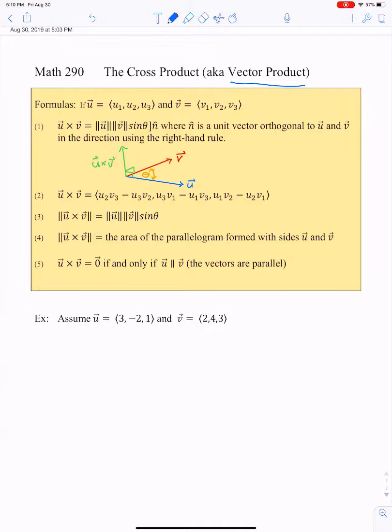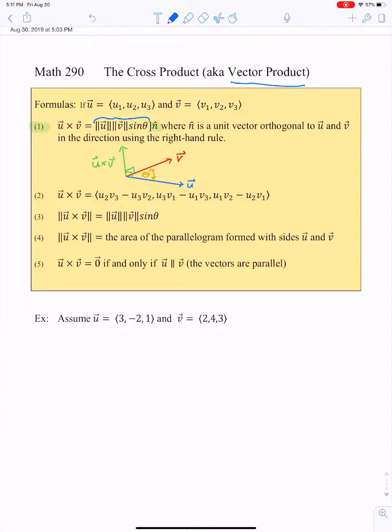get a third vector. So the first definition right here tells us that u cross v is equal to a vector which is normal, or rather orthogonal, to u and v both in direction using the right-hand rule. So it's going to be perpendicular to both of the vectors you start with. This little n right here is supposed to be a unit vector which is normal to both. And then the magnitude of this vector is equal to magnitude u, magnitude v, and the sine of theta, which is the angle between the vectors.